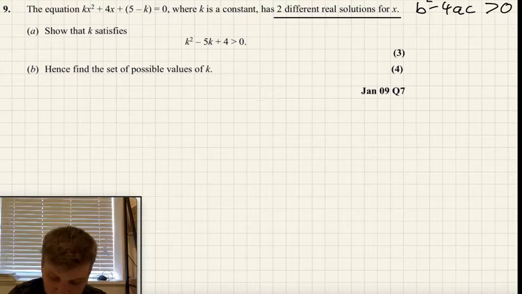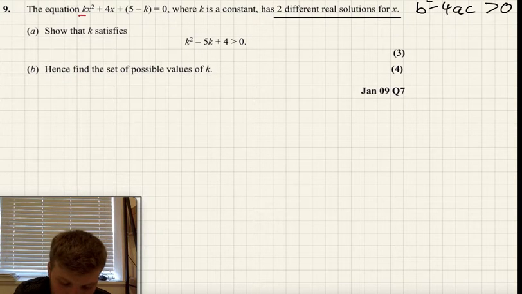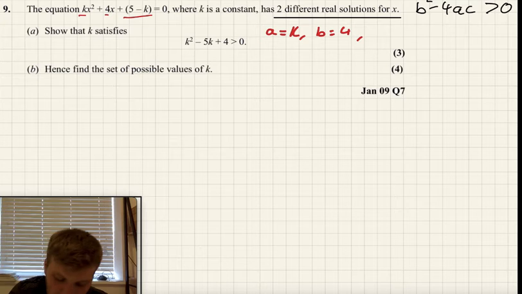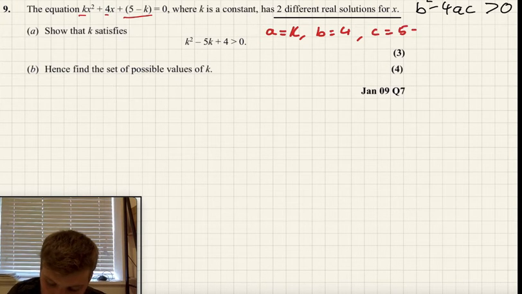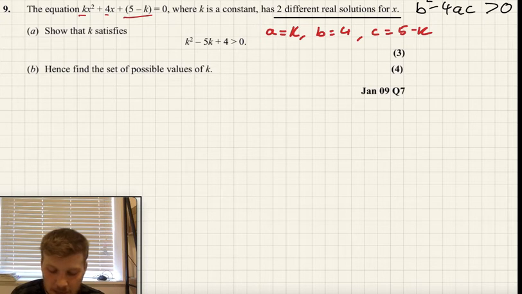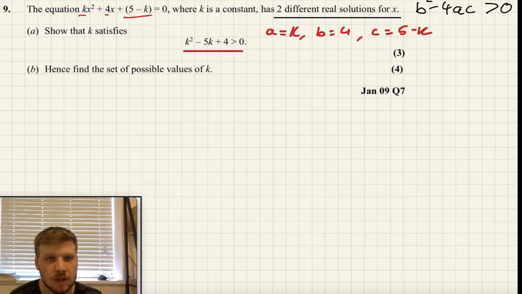Well, I want to first of all outline what my values of a, b and c are going to be, and I'd encourage you to write this out as a equals k, b equals 4 and c equals 5 subtract k. This means now clearly I'm just going to substitute in, and I'm hoping that when I do that I can rearrange it to give me this form. That would be the show that.